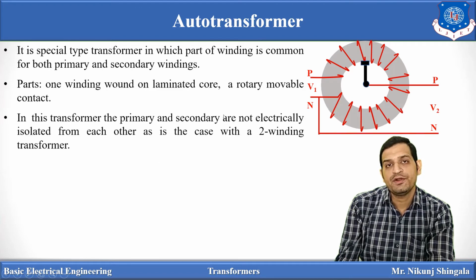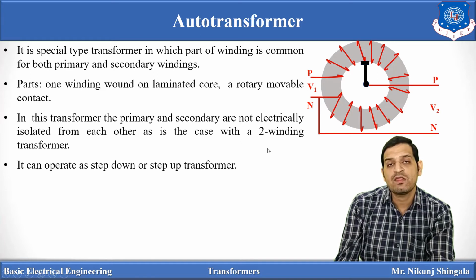Now in the case of an auto transformer, you can see only one winding is there, and some part of the winding will work as either primary or secondary. So here primary and secondary are not isolated from each other, as in the case of a two-winding transformer. So there may be a chance of fault. Whenever one winding gets damaged, the transformer will not work. So this is one of the limitations of the auto transformer, as there is no electrical isolation between primary and secondary. If one winding gets damaged, it can affect the other winding also.